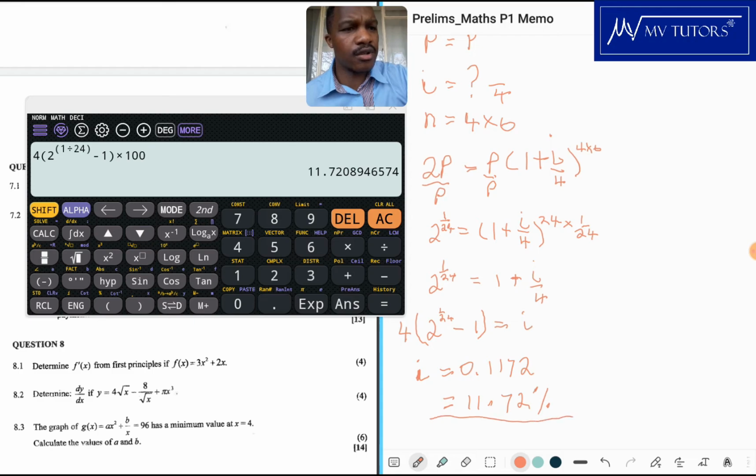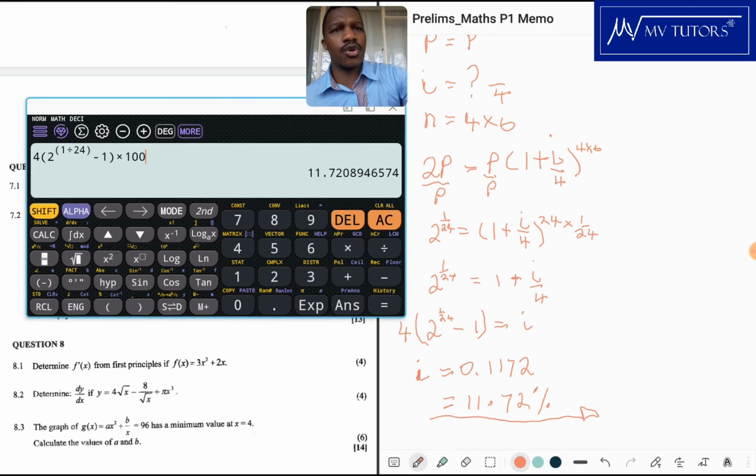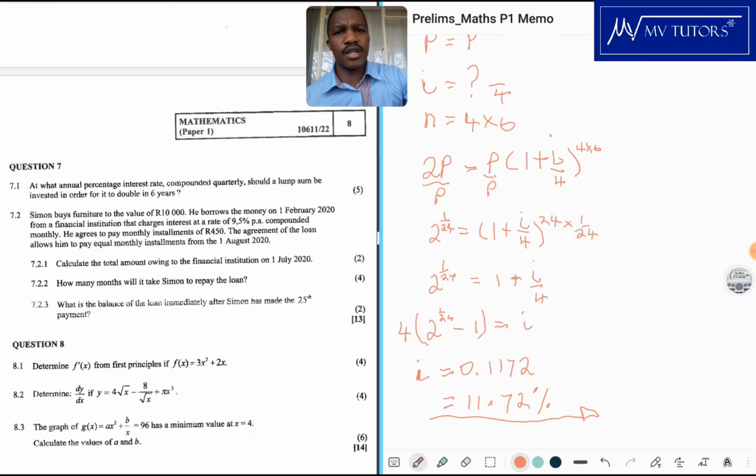What does this mean? For our investment to double within 6 years, we need an interest rate of 11.72%, compounded quarterly. All right. Okay. So let's just go see now the next question.